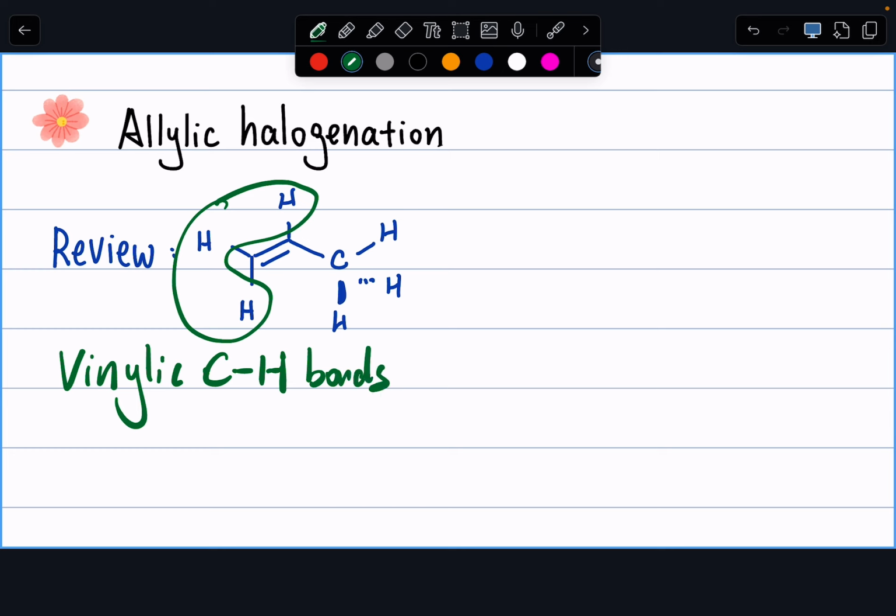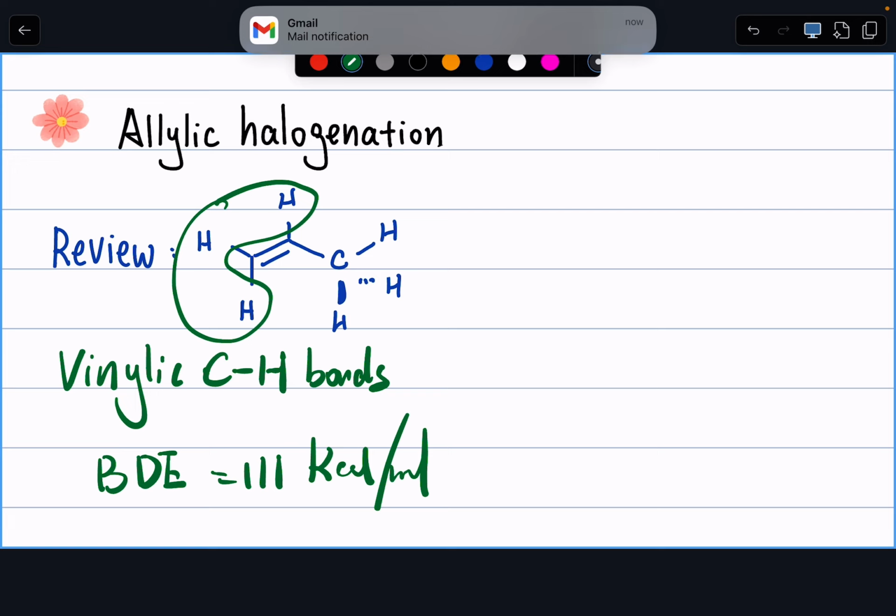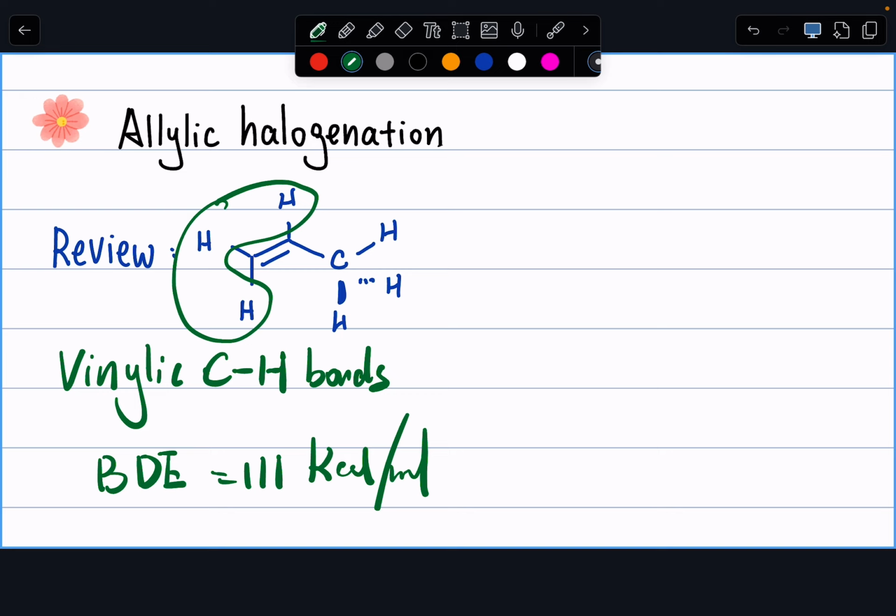So the vinylic CH bonds are pretty strong CH bonds, with BDE equal to 111 kcal per mole. In comparison, if we look at the sp3, the terminal CH, that's 98. The secondary sp3 CH bond BDE is 95 kcal per mole. So the vinylic CH bonds are pretty strong bonds.